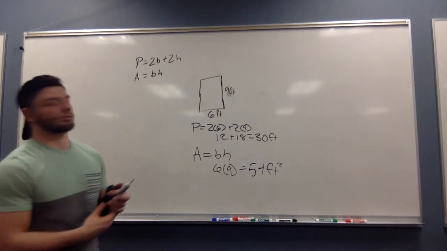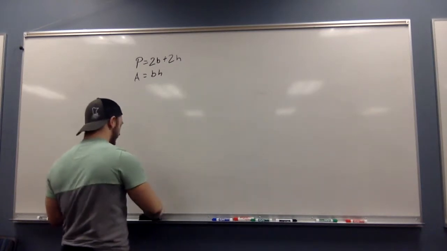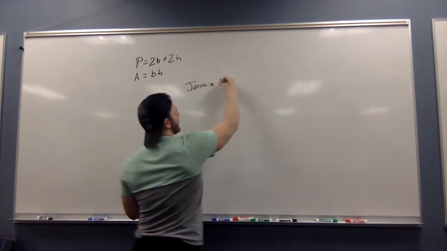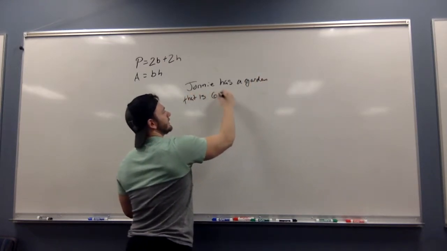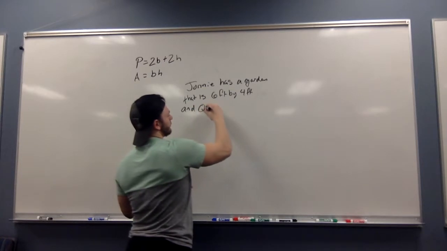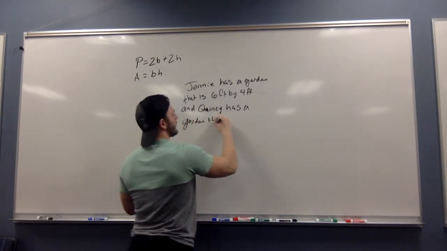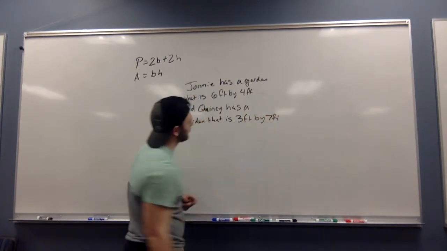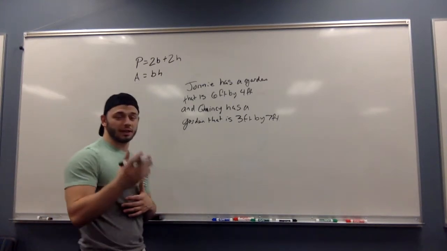Now let's go into some word problems. So let's say Johnny has a garden that is 6 feet by 4 feet, and Quincy has a garden that is 3 feet by 7 feet. And we want to know who has more perimeter. Whose garden has more perimeter?